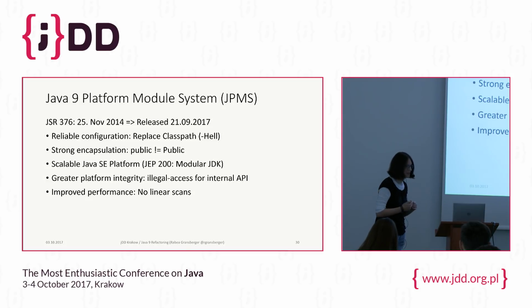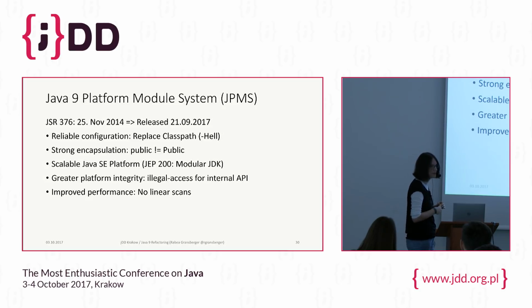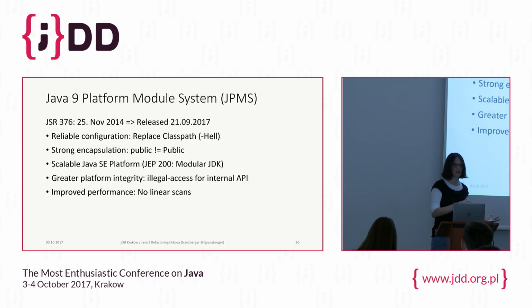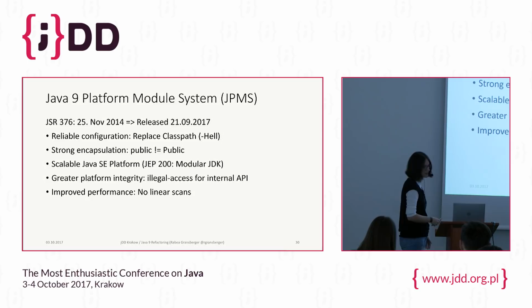Greater platform integrity, legal access for internal APIs. So internal APIs can then really be protected in modules, and we will see in a minute how we can actually do it. And improved performance as well, because what they wanted to do is make the runtime aware of the modules, so you don't have these linear scans anymore. The runtime knows, okay, I loaded this class from this jar, so if we have to load another class, it's probably in this jar as well. So we don't have these linear scans anymore because we build up a dependency graph.